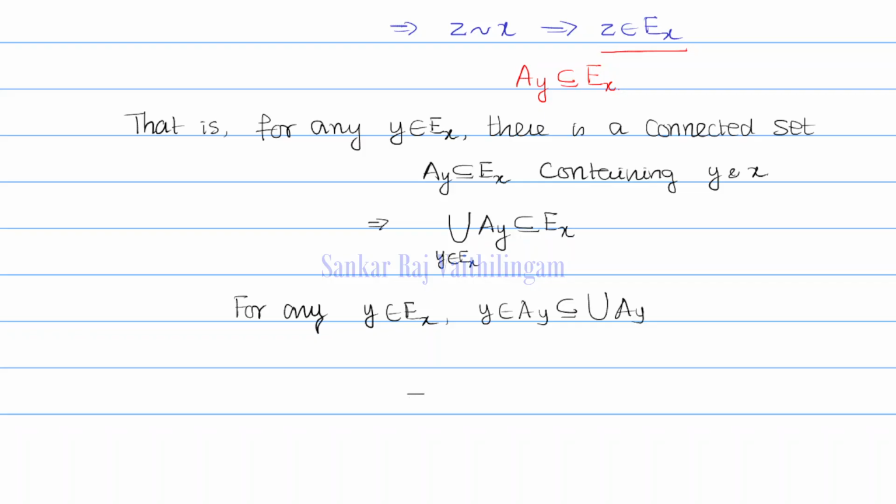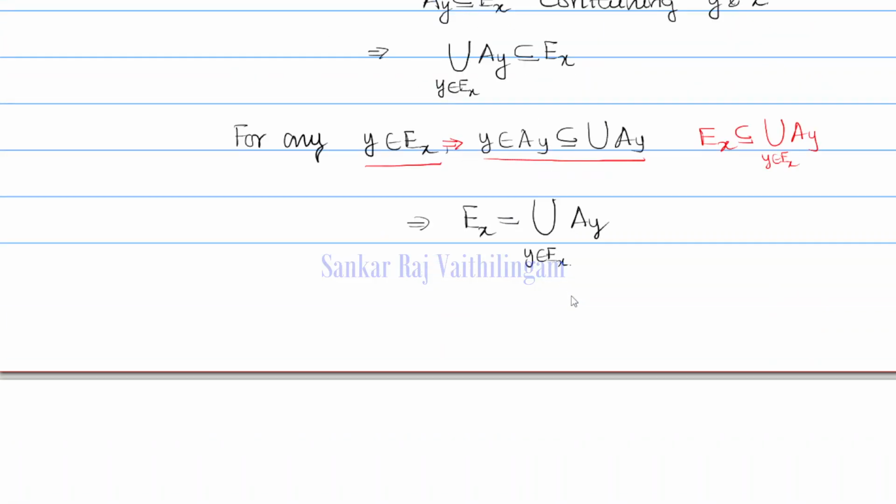ஓகே. So this implies that capital E suffix x is equal to union of all A suffix y. இங்க இதுல இருந்து என்ன தெரியுது அப்படின்னா, y வந்து இதுல E suffix x ல எடுத்தீங்க. Therefore y belongs to this. அதனால we may have this E suffix x is a subset of union of all A suffix y where y belongs to E suffix x. That is, E suffix x can be expressed as a union of connected sets.